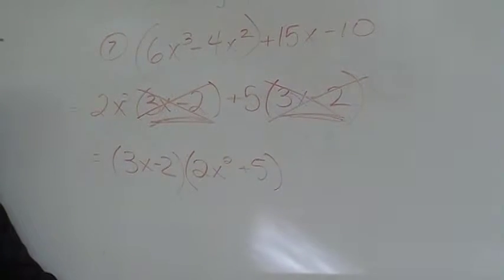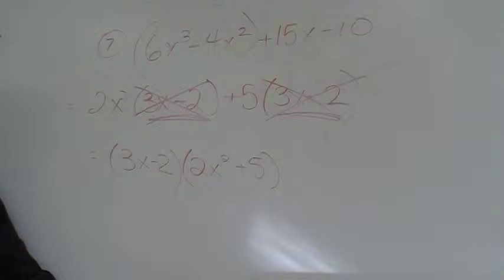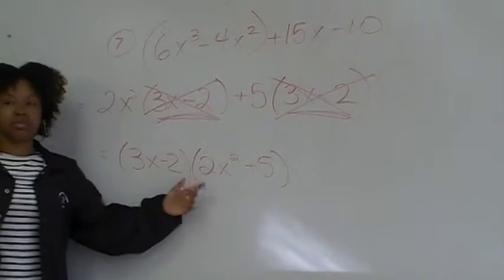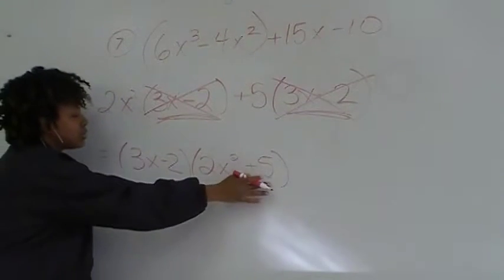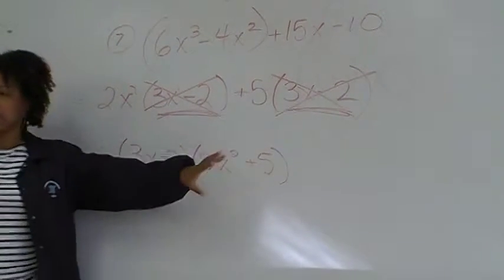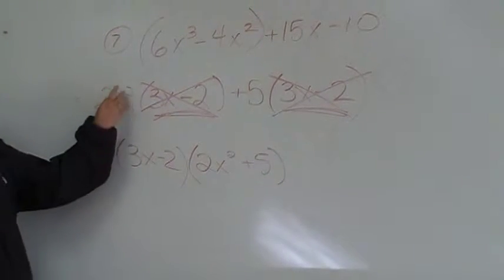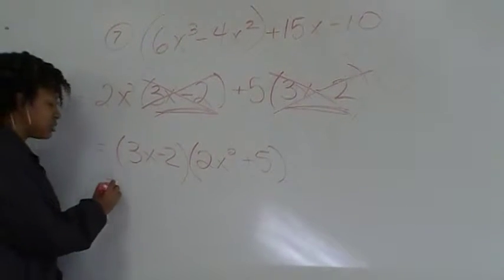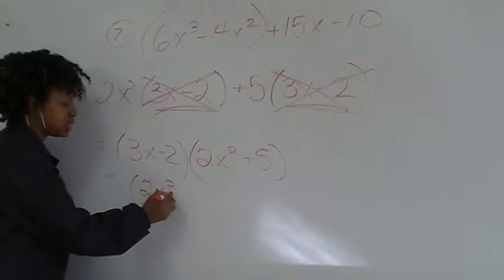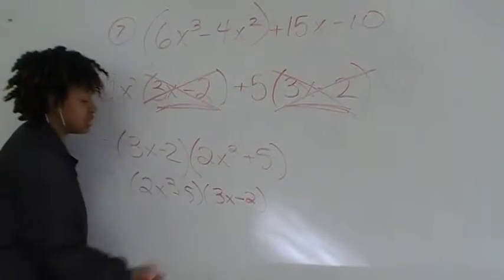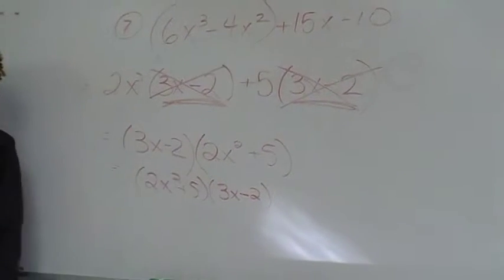A lot of times, the test or whatever you're doing will write the answer the other way around. They'll put the 2x squared plus, all of that, in the front. Does it matter? No. To me, it's easier to teach you like this. So I don't want you to get confused if you look at your answer choices and you see this answer. You're still right. You can pick that answer, it's still the same thing. Doesn't matter which way you write it.